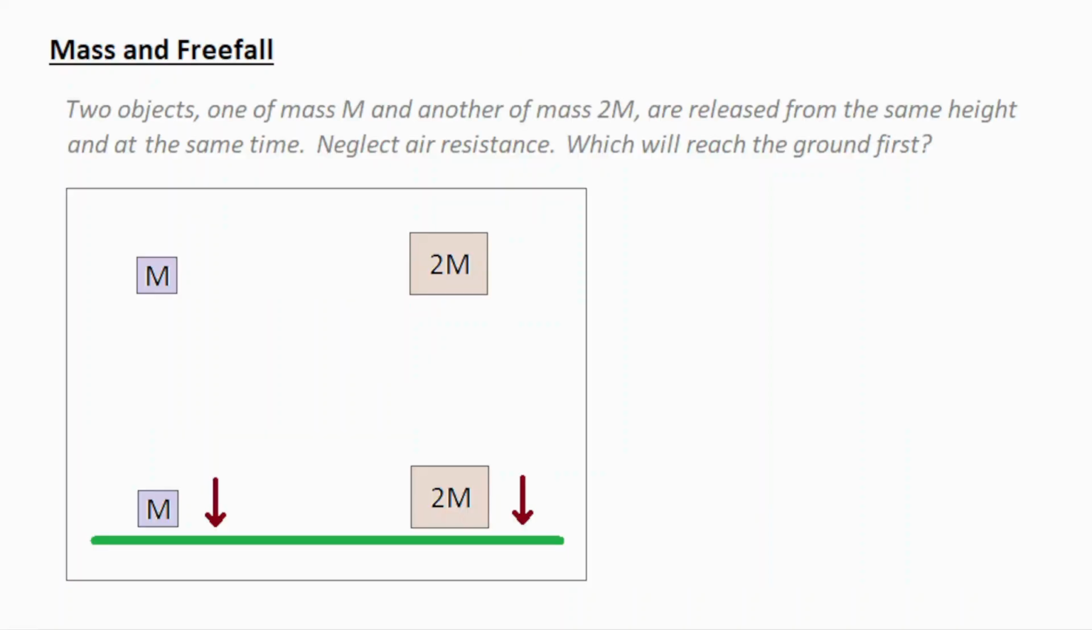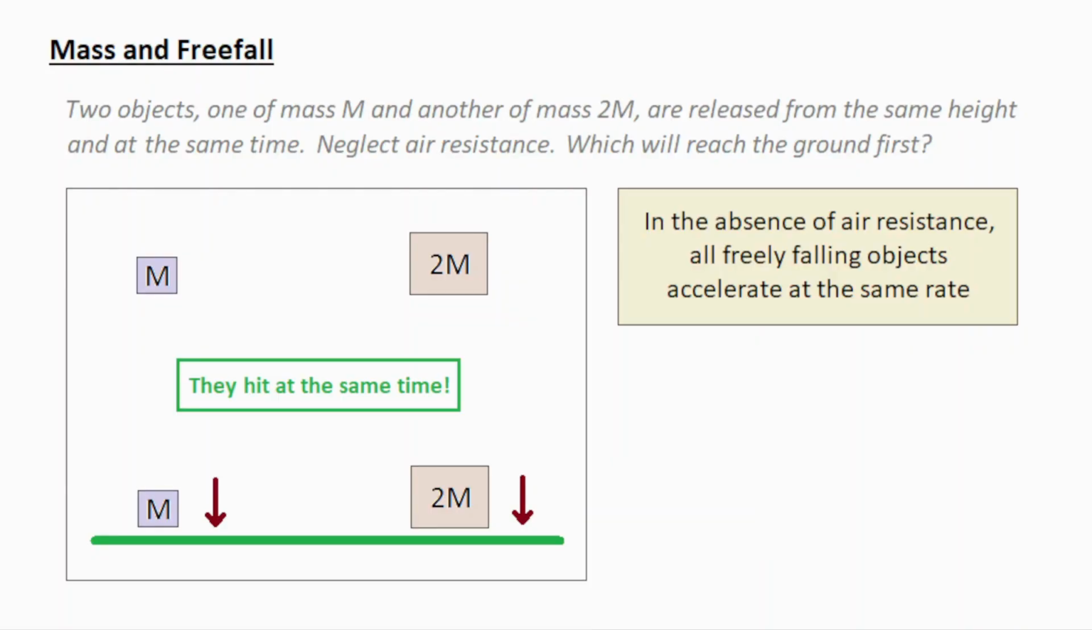Let's talk about mass and freely falling objects. Here we have two objects, one of mass m and another with twice the mass, 2m. They are released from the same height and at the same time, and we are not considering air resistance. The question is, which one will reach the ground first? Well, something to know is that in the absence of air resistance, all freely falling objects accelerate at the same rate, so these will be picking up velocity at the same rate, and they will hit at the same time.